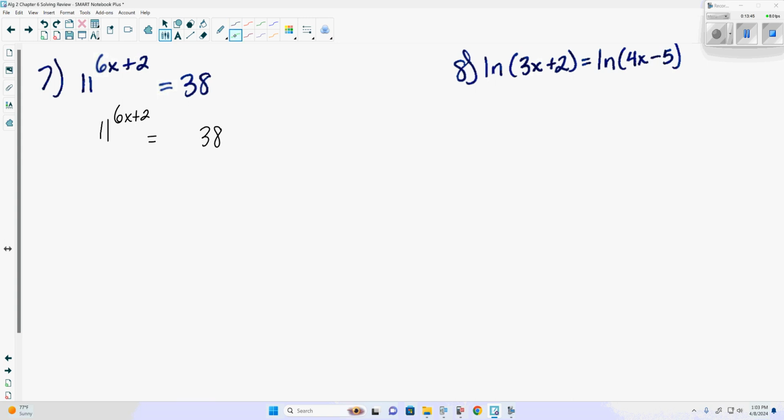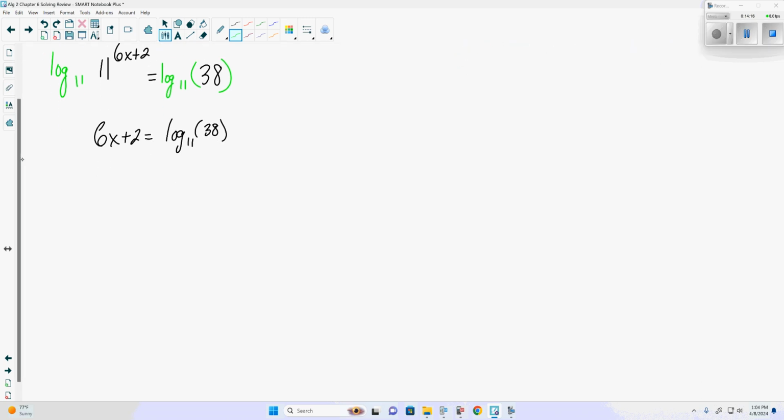All right. Log base 11 to the 6x plus 2 is equal to 38. Well, we don't have to add or subtract because the number with the variable and the exponent is already by itself, yes? So we'll need to apply a log to both sides. Log base what? 11. Because our log base 11 of 11 to the 6x plus 2 is 6x plus 2. And the other side will be log base 11 of 38.